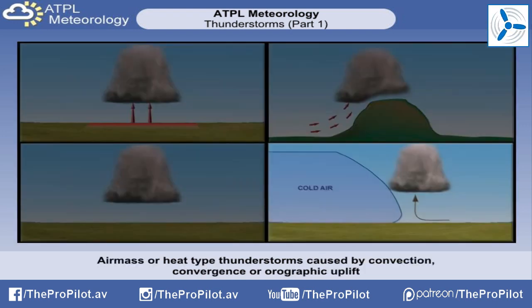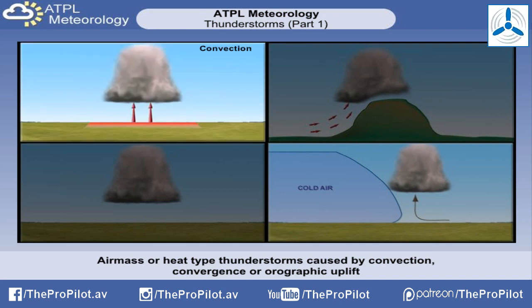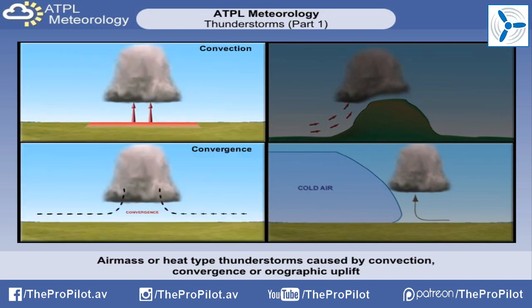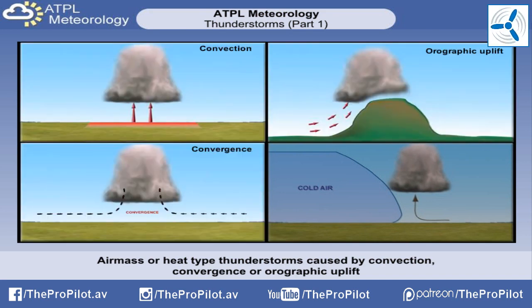In non-winter months, thunderstorms can be caused by convection, convergence, or orographic uplift. These air mass or heat-type thunderstorms are most frequent over land and generally form by day, although of course they can linger through the evening and on occasions well into the night.